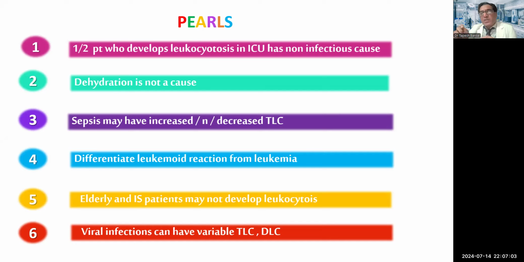Then elderly and immunosuppressed patients may not develop leukocytosis when challenged with fever, infection, sepsis, etc. And viral infections, though I told you about lymphocytosis in that particular patient, can have a variable TLC and DLC. Sometimes you can have leukopenia, sometimes leukocytosis, sometimes lymphocytosis. So it's variable. It's not necessary that viral infections have lymphocytosis all the time.